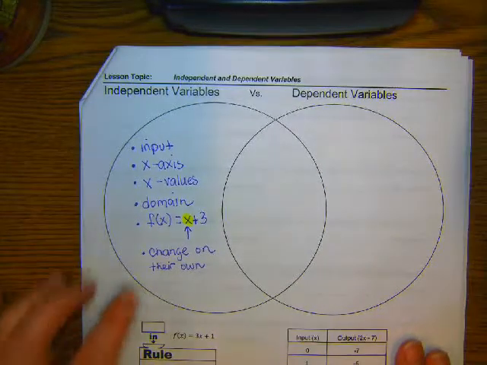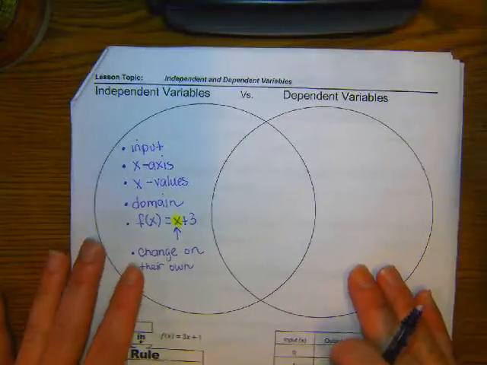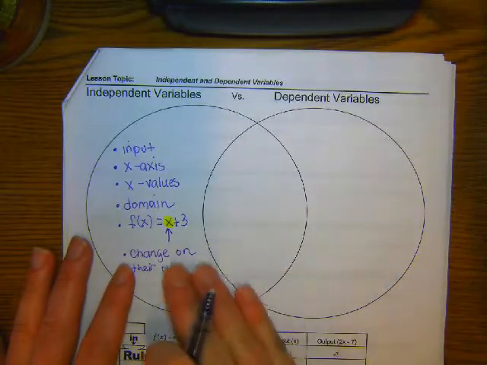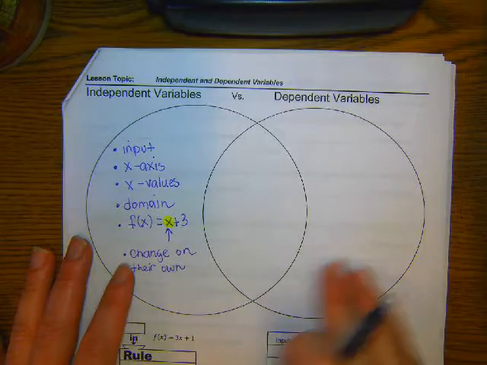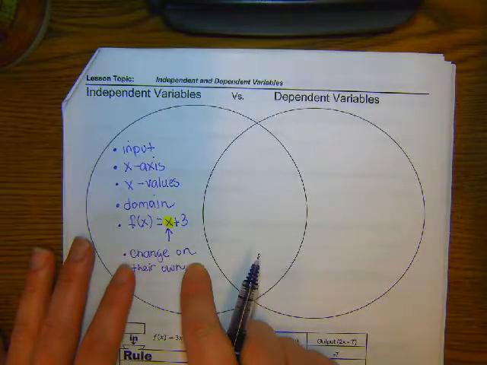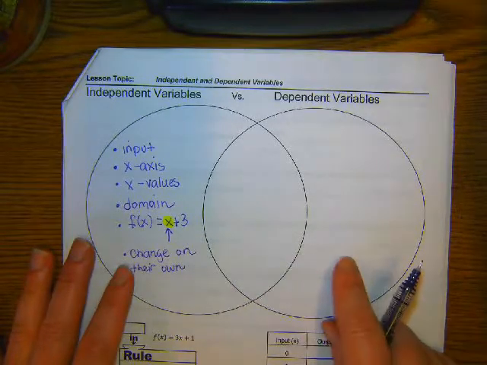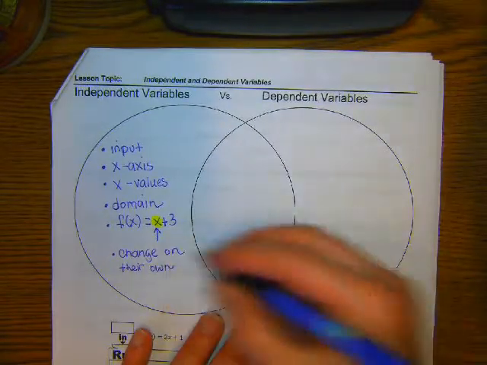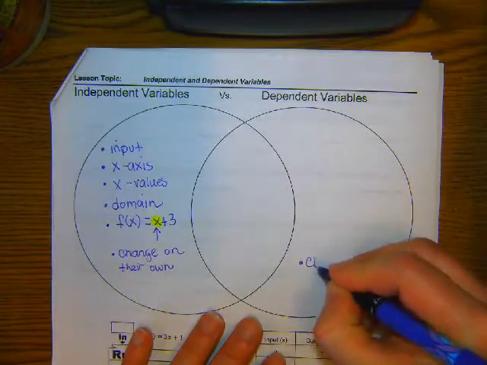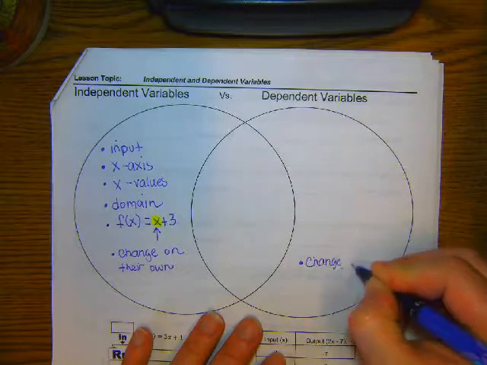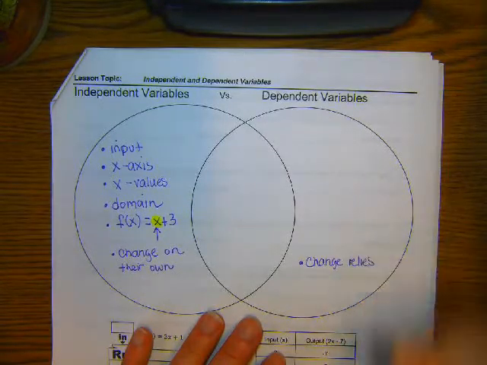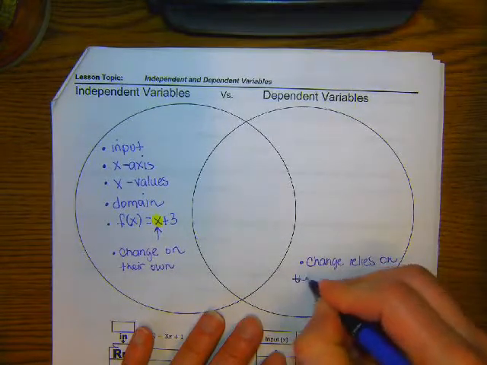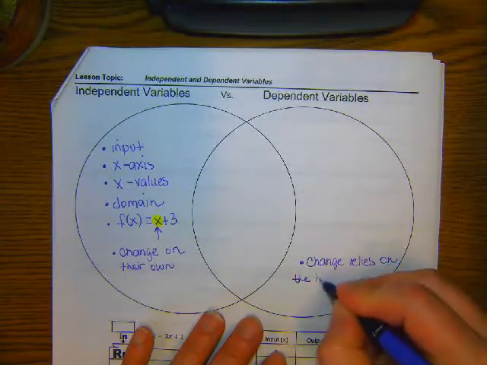So let's start at the bottom then. When we're involving statements that have independent and dependent variables, the independent changes on their own, but the dependent changes based on the independent. So I'm going to write down here at the bottom, this change relies on the independent variable.